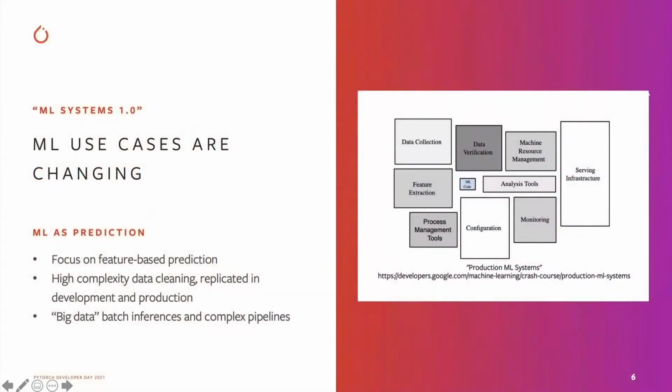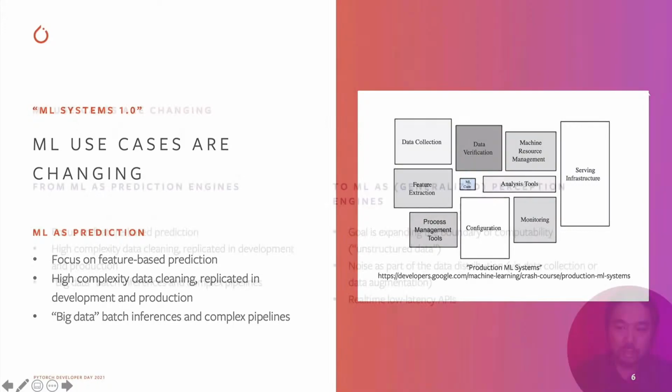In the past, when you saw discussions of machine learning systems, you always saw this figure of production ML systems. It's oriented toward this idea of machine learning as a prediction engine. So there's a focus on feature-based prediction. You have these complex data cleaning pipelines that are replicated in development and production. And you think about machine learning as big data batch inferences going through these pipelines.